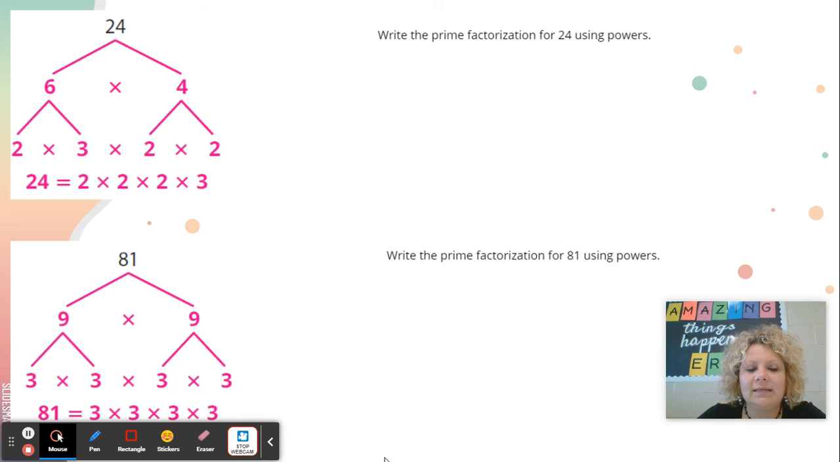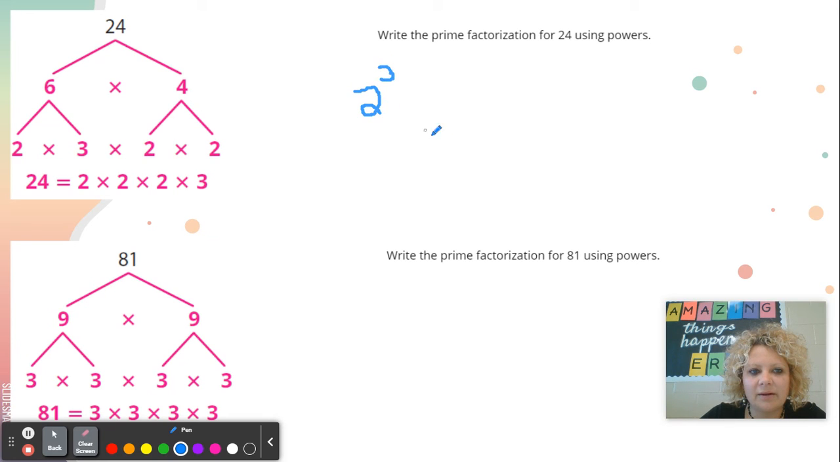All right, so now I'm going to do this first one and then I want you to pause and do the second one. You're going to write the prime factorization for 24 using powers. The nice thing is they already gave you the factor tree. So all you have to do is we have 1, 2, 3, so we have 2 times 2 times 2. So I can rewrite that as 2 to the 3rd power times, and then I have 3 right here. Okay, so go ahead and pause.